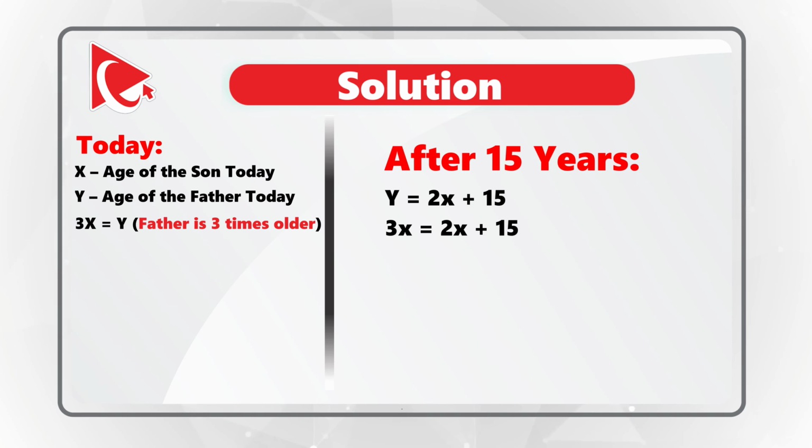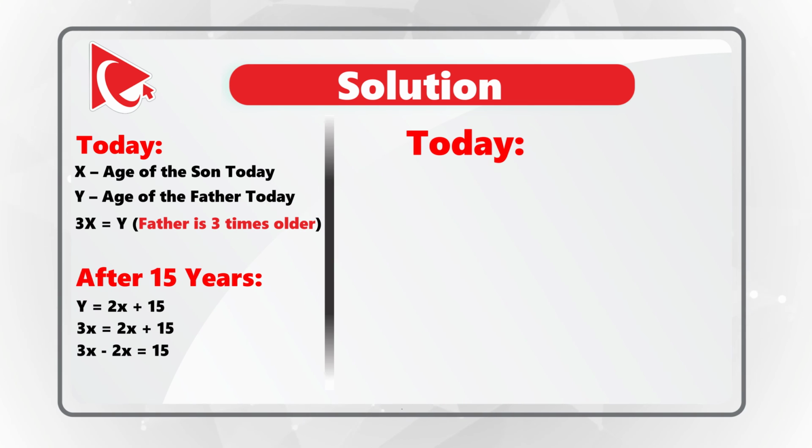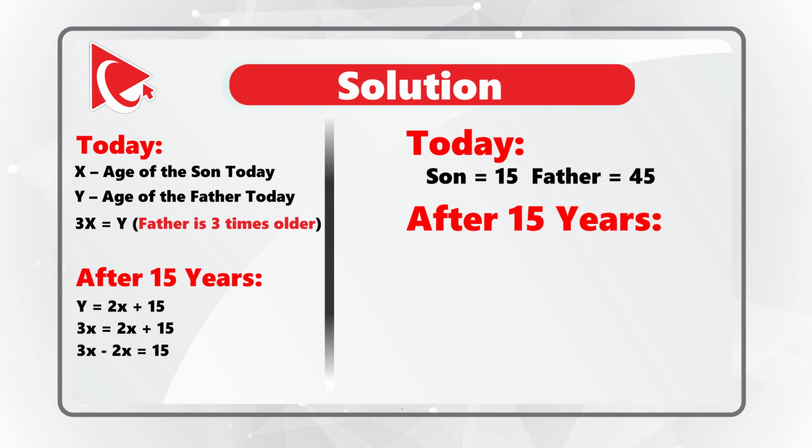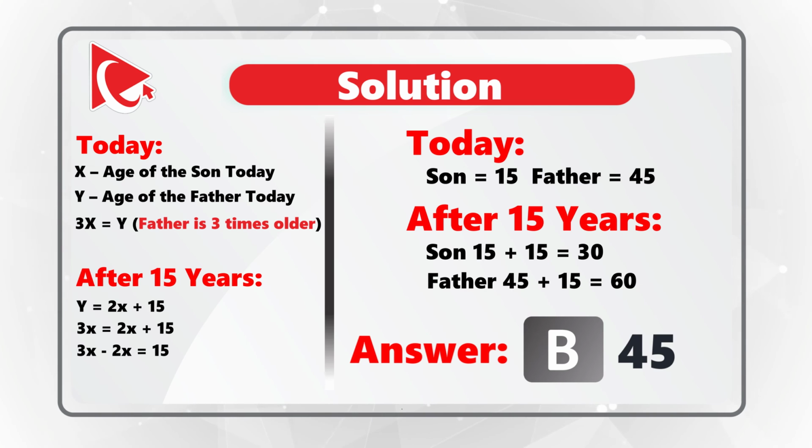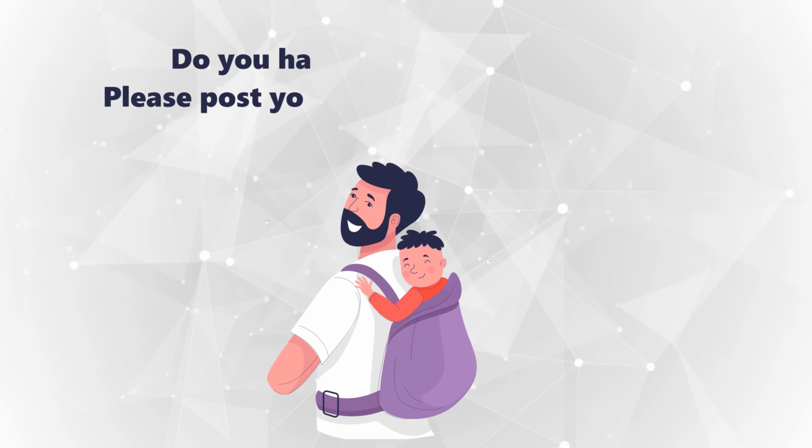Once we simplify, 3x minus 2x will equal 15, and after completing the calculations, x will be equal 15 and y will be equal 45. Based on this, today's age of the son is 15 years old, which means that after 15 years, son will be 30 years old and father will be 60 years old. Hopefully you've nailed this question and now know how to answer similar age problems on the test.